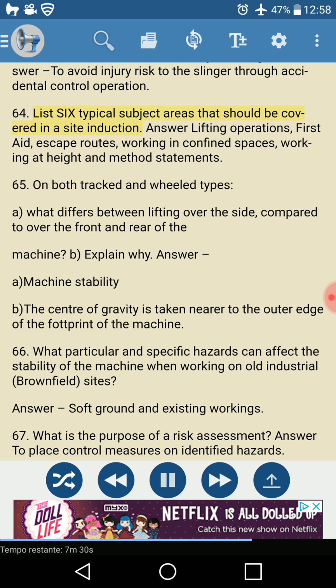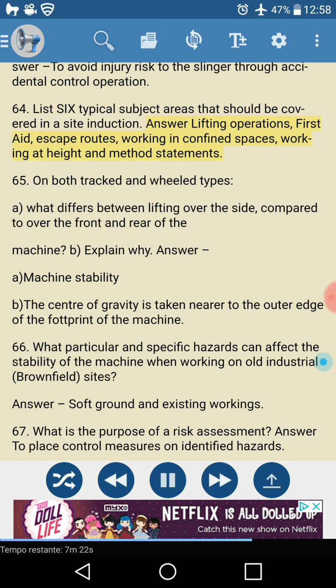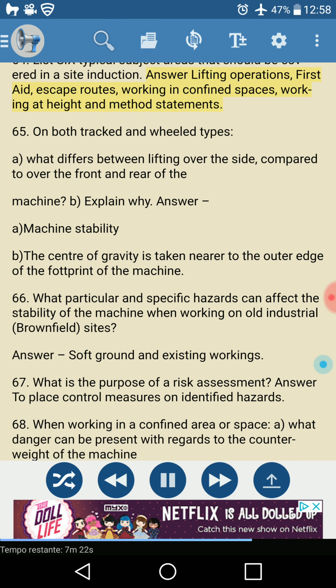64. List 6 typical subject areas that should be covered in a site induction. Answer: lifting operations, first aid, escape routes, working in confined spaces, working at height, and method statements.